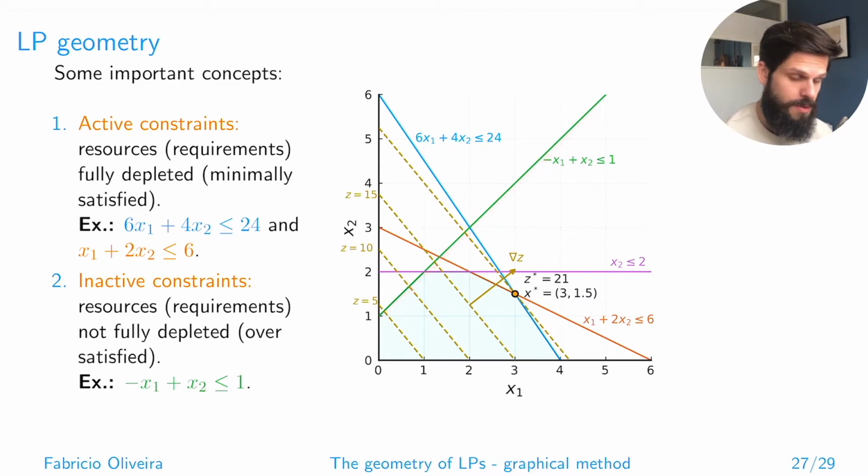This is the case for this green constraint here, since the difference between x1 and x2 is 1.5, which is greater than 1. So it means that it is within the closed half space defined by this constraint. Another inactive constraint here is this one, because x2 is strictly less than 2. So this is yet another inactive constraint. They are not playing a role in defining the vertex that forms the optimal point.